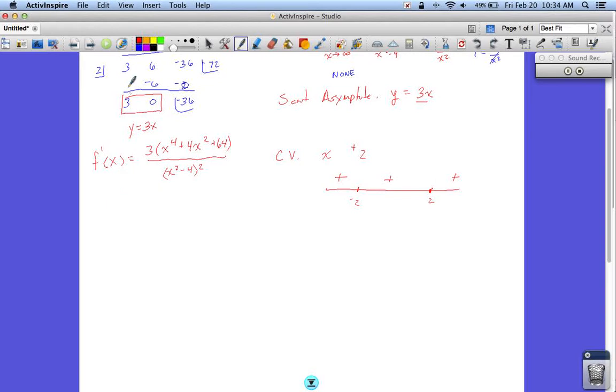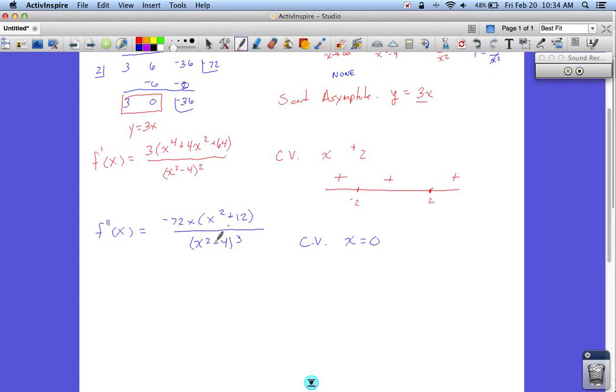Okay, let me scroll down. And we'll do a second derivative now. Again, I took this ahead of time. Confirm that you can actually get the second derivative though. Comes out to negative 72x times x squared plus 12, over x squared minus 4 cubed. So critical values, we get 0 from right here.